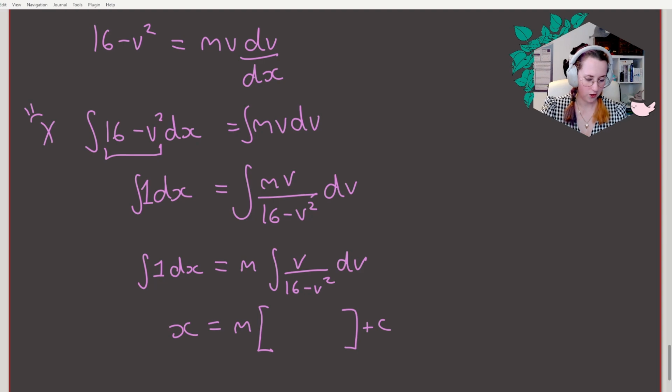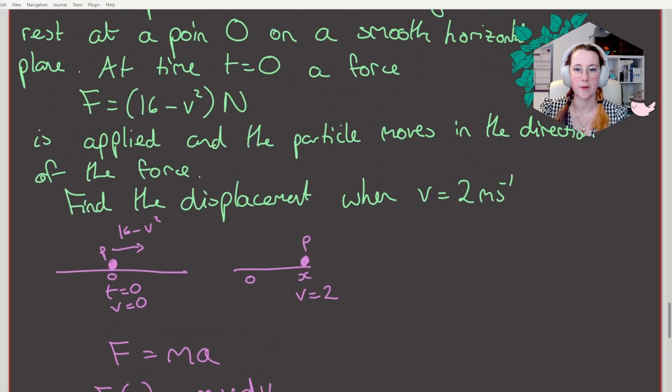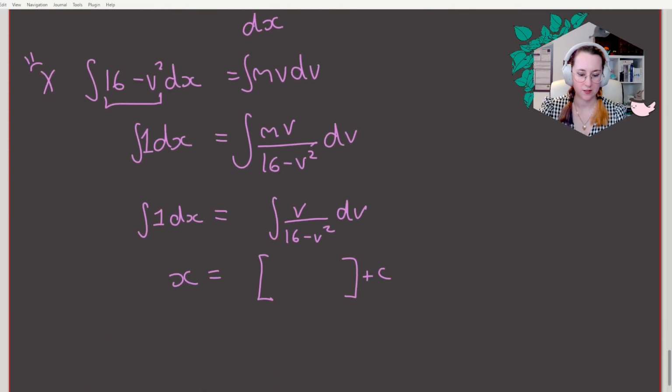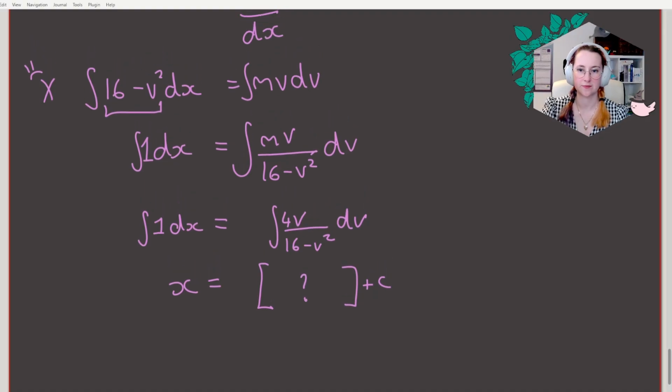So, we could sub in the value of m, actually. Let's do that. That's going to be easier. What is the value of m? 4. It's a value of 4. So, let's do it inside. Okay, so we're going to get something plus c. We need to figure out what the something is.